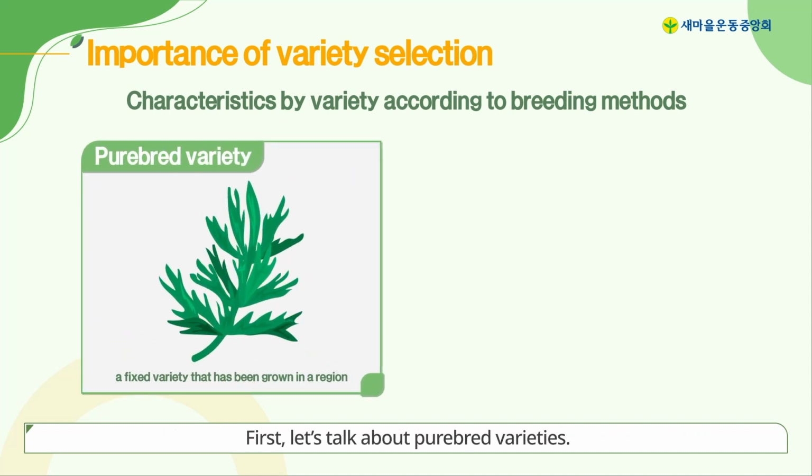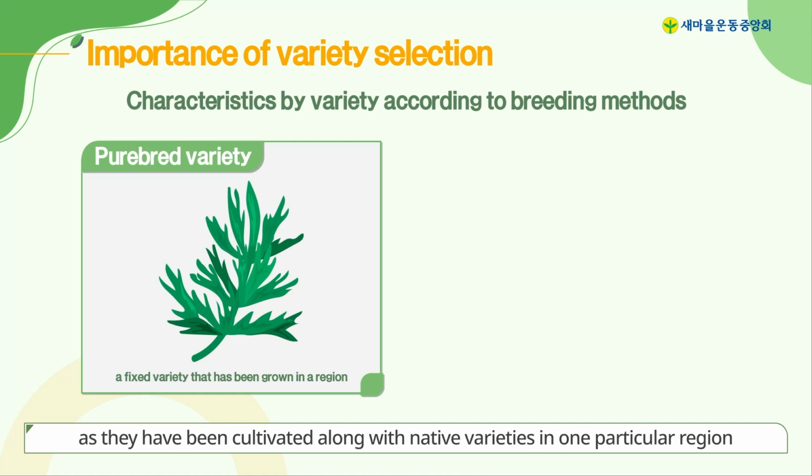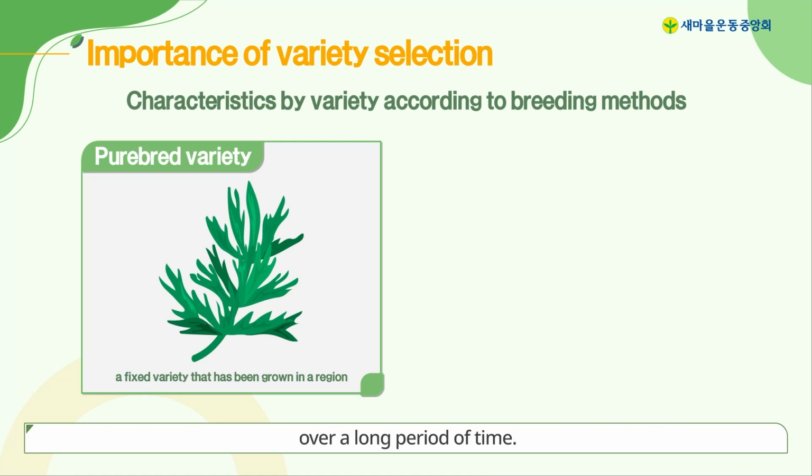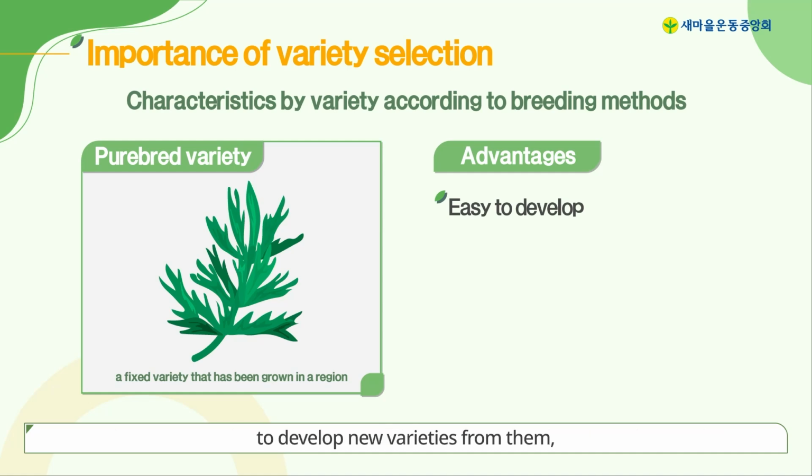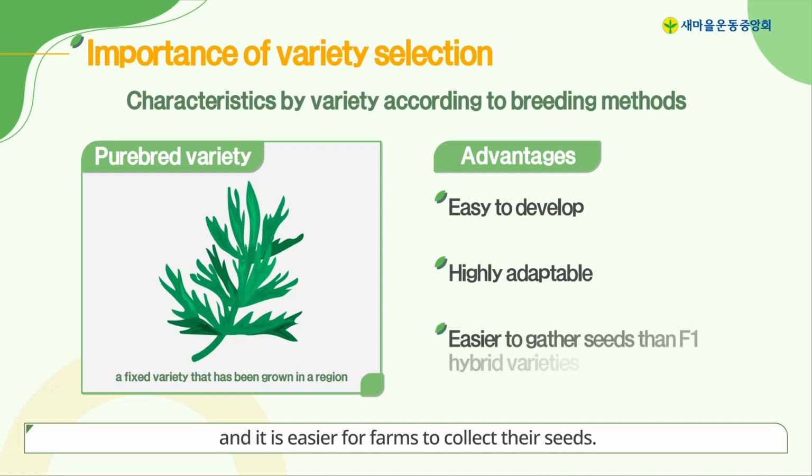First, let's talk about purebred varieties. Purebred varieties refer to those that are genetically pure, as they have been cultivated along with native varieties in one particular region over a long period of time. Their advantages include the fact that it is easier than with F1 hybrid varieties to develop new varieties from them. They are more likely to adapt to the region, and it is easier for farms to collect their seeds.